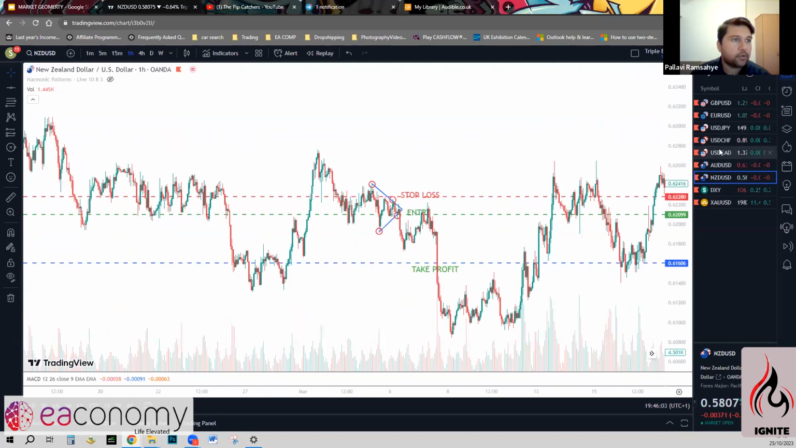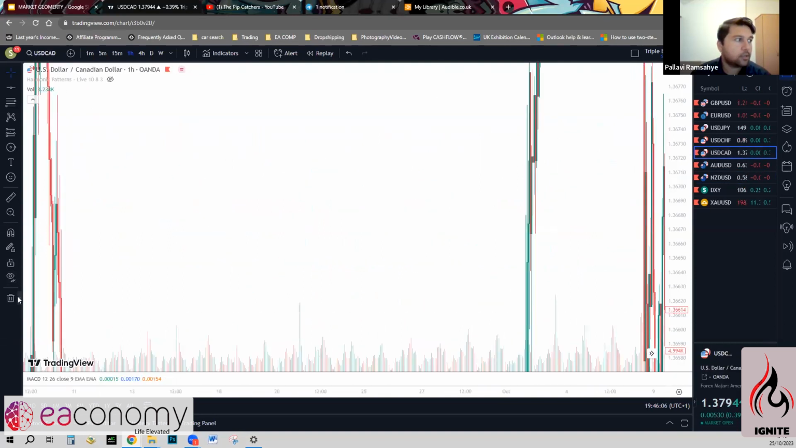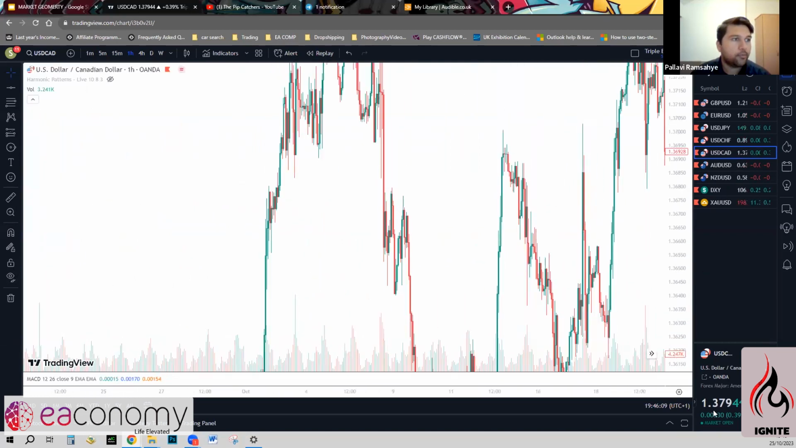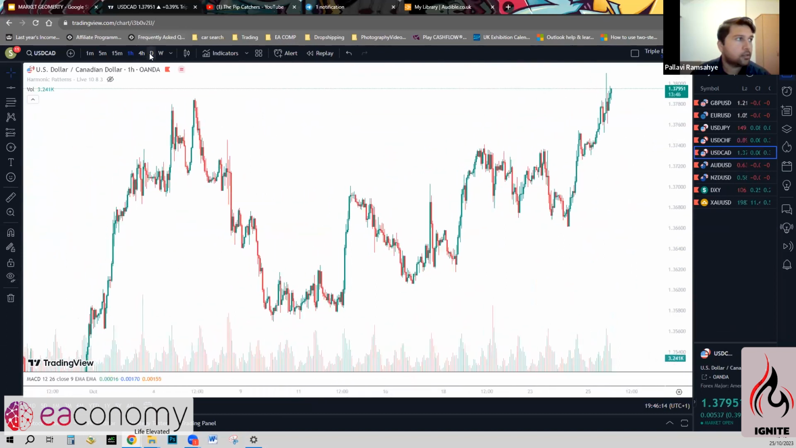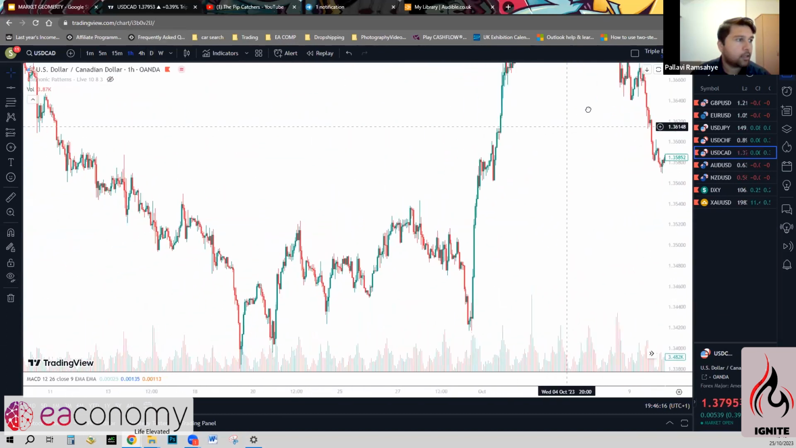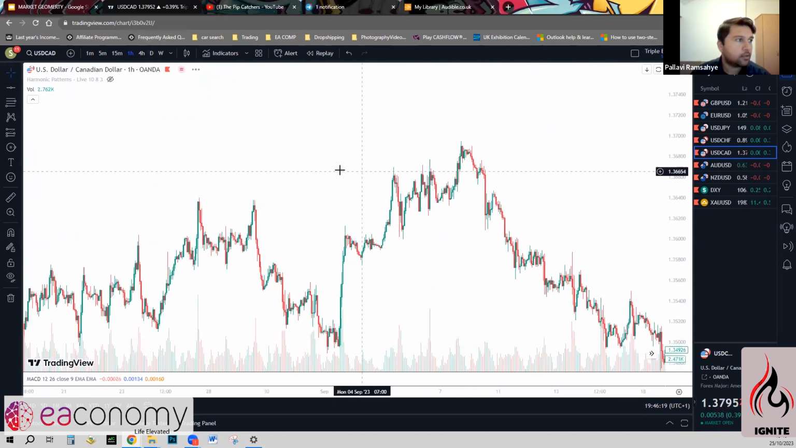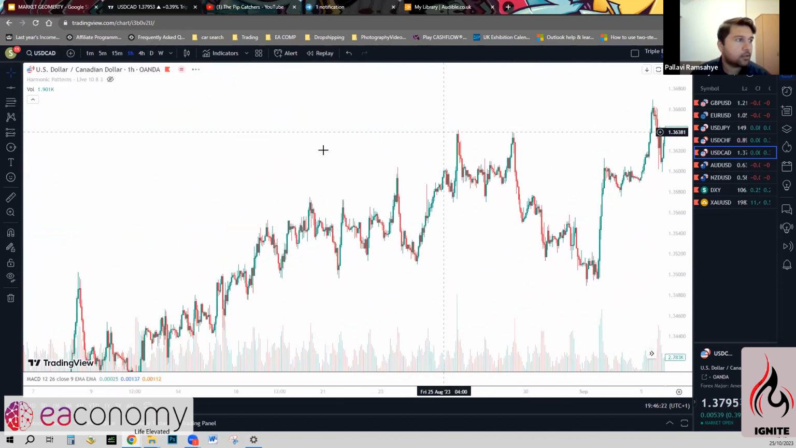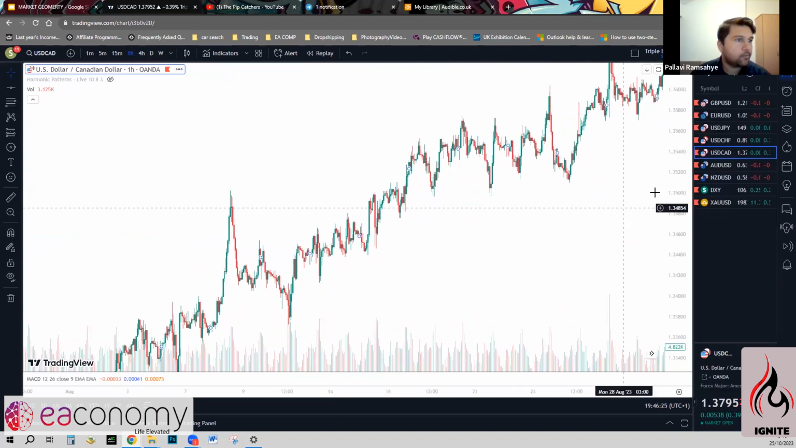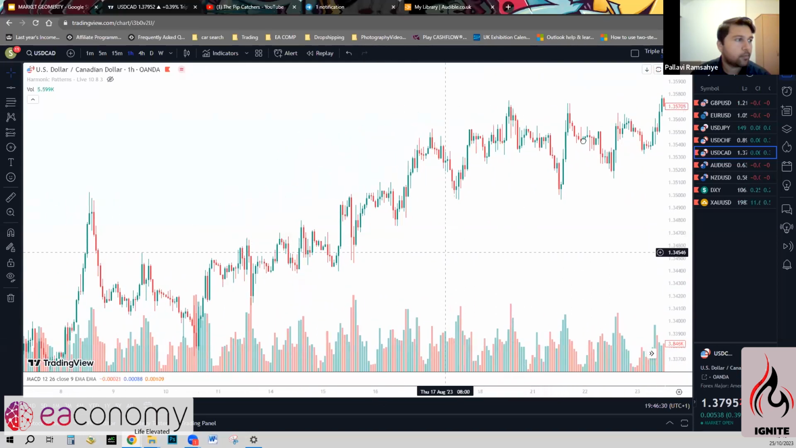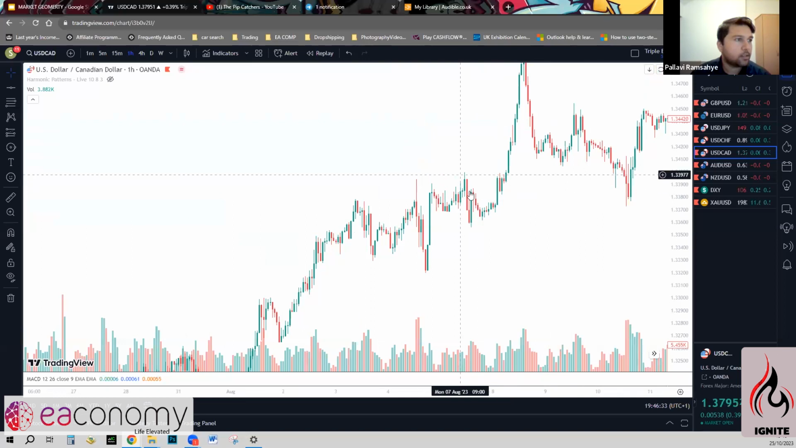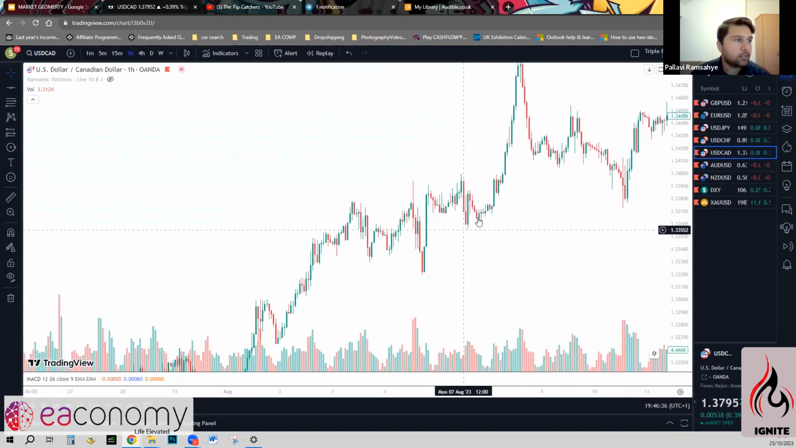Let's jump onto a different pair. Looks pretty good here. But you can identify them. The more you look for these patterns, the more you find them.